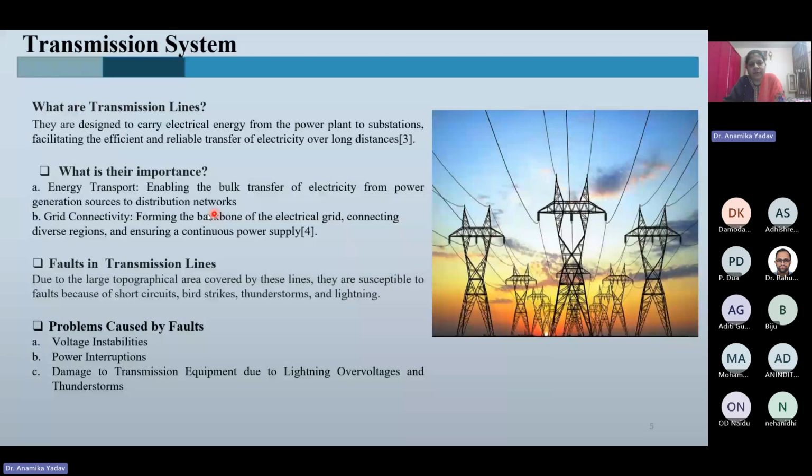They are used to carry electrical energy from power plant generating stations to the load centers, and they facilitate efficient and reliable power transfer from one place to another, particularly over long distances. Energy transport and grid connectivity form the major backbone of this. But due to exposure to atmospheric conditions, they are subjected to faults. Fault causes are either short circuit, thundering, storms, or bird strikes.